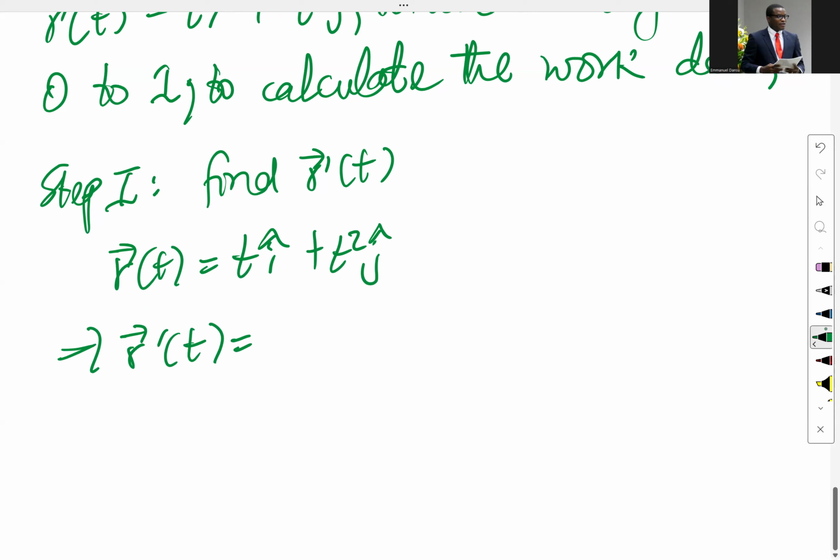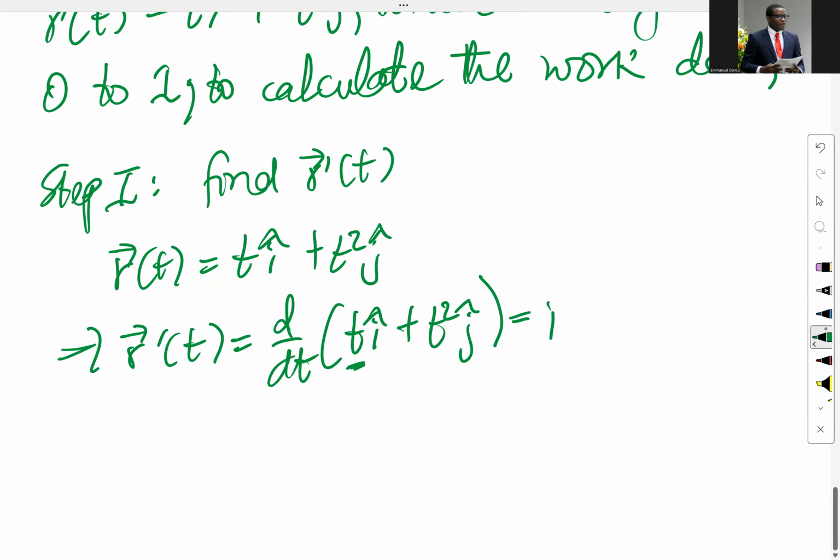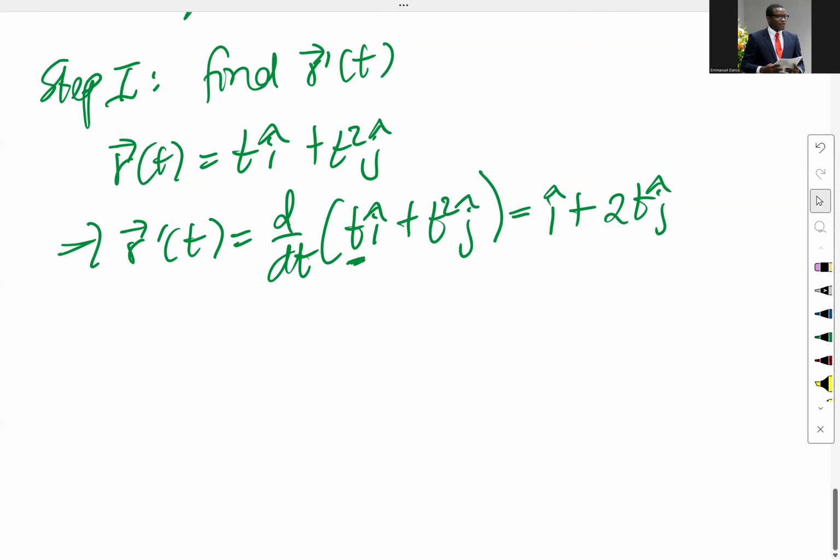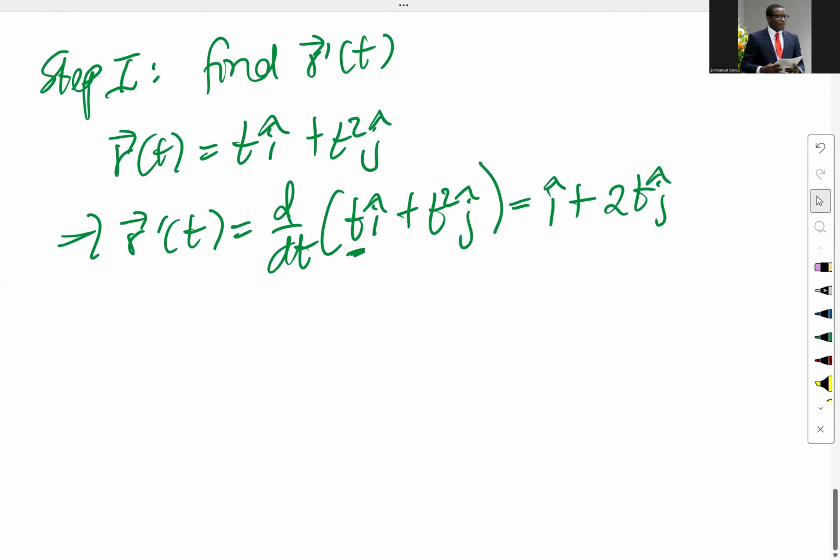right? So we can say that's d/dt of ti plus t squared j. You want to differentiate that. So differentiate t with respect to t, that's 1 times i, so you have just the i left. Differentiate t squared, you get 2t, so that's 2tj. That's the derivative. So you have that. Then step two.